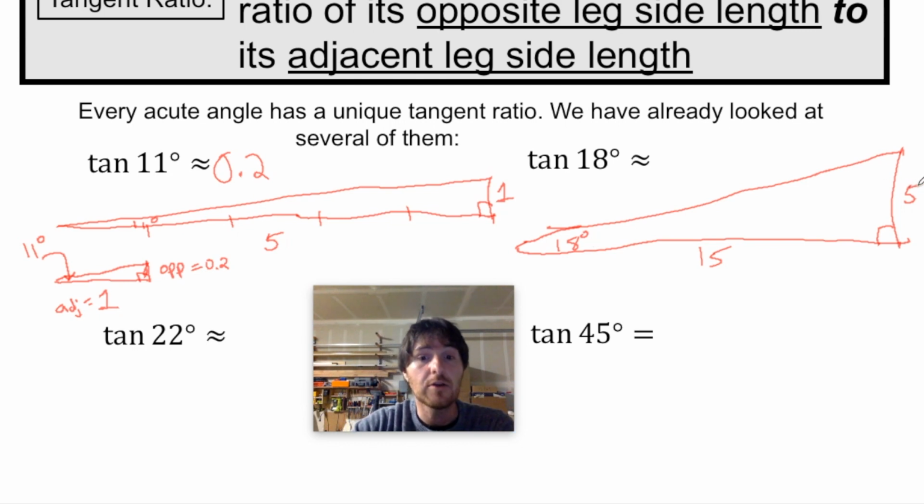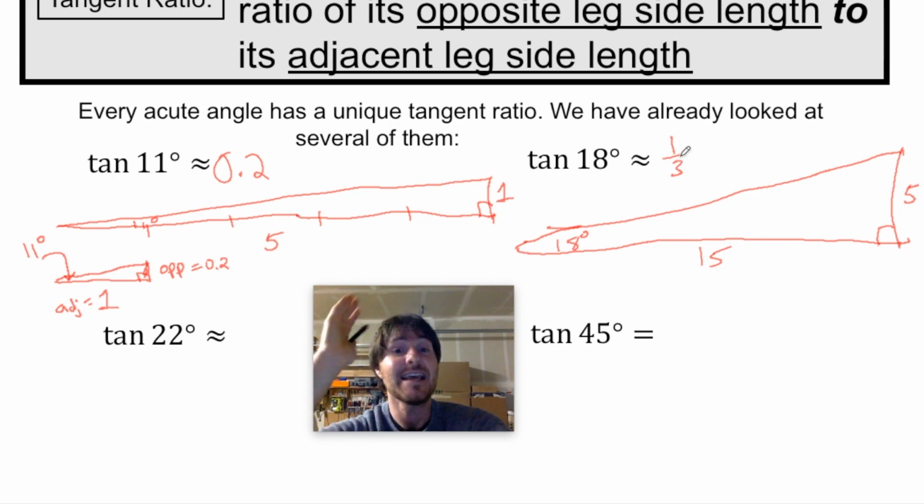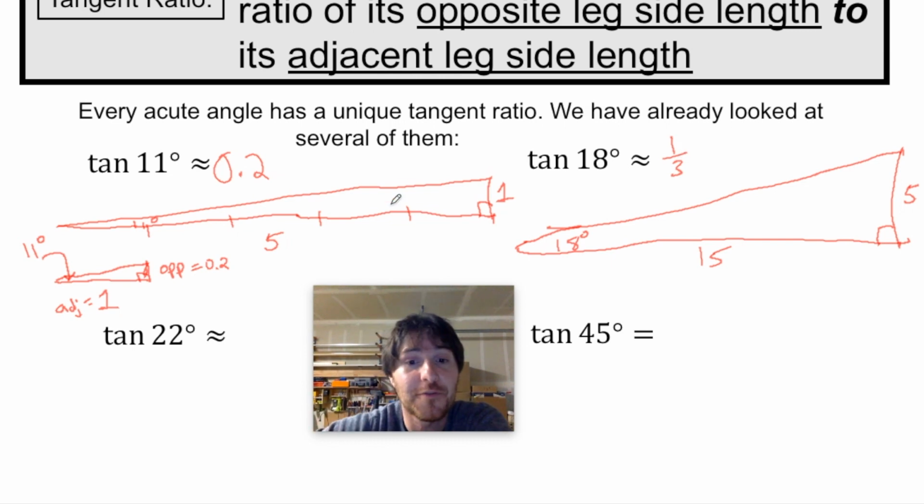Remember, with the 18-degree angle, it was always a 1 to 3 slope ratio, as we called it. But what we're going to call it now is the tangent ratio. So tangent of 18 degrees equals approximately 1/3. That relationship is going to be true for any right triangle that has an 18-degree angle. We're definitely going to use this to solve some problems, to fill out some unknowns.